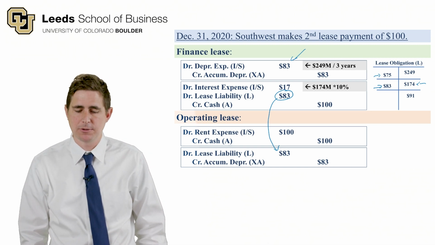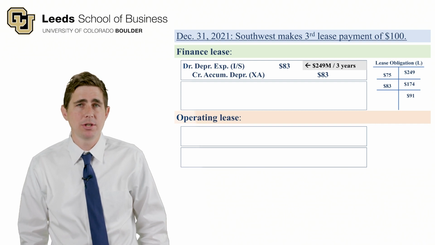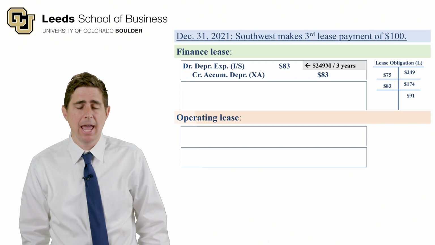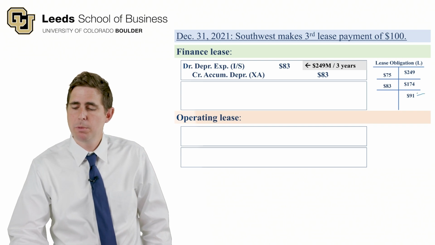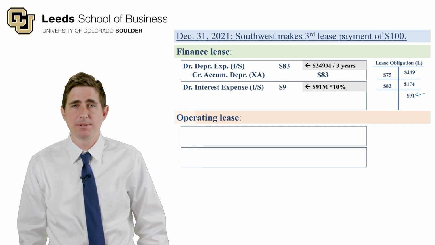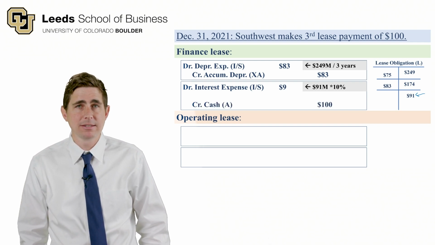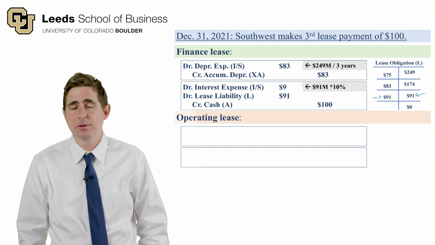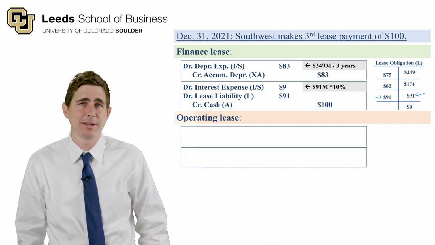And in the final year for the finance lease, we're going to make our final depreciation expense of $83. Now the asset is depreciated to 0. And we'll make our final payment, okay? So we'll record interest expense. We've got a new opening book value of 91. We'll take 91 times 10%, which is $9. We'll make our $100 cash payment. The difference is 91. So we'll debit the lease liability by $91. When we do that, when we post it, guess what? Now we have a lease liability of 0. We've amortized it to 0 over the lease term. And the finance lease accounting is over.